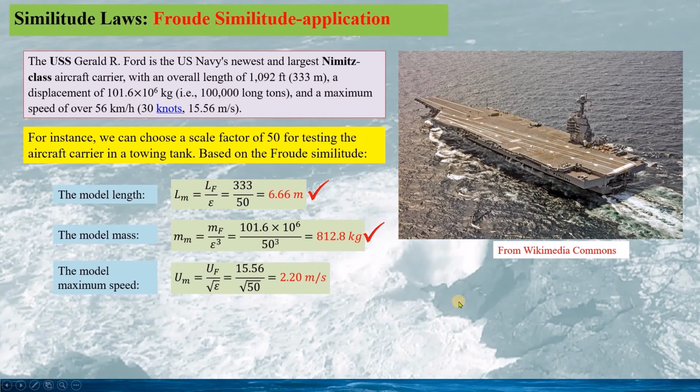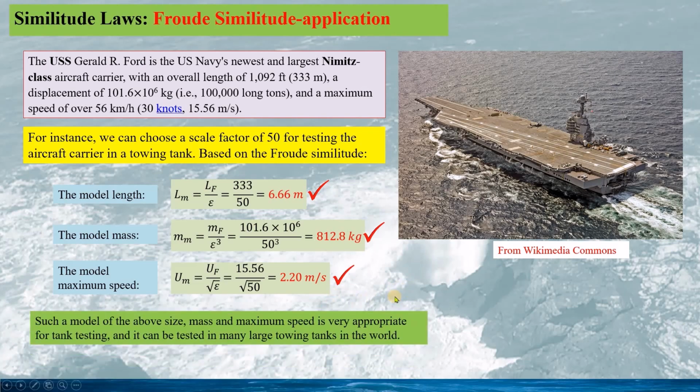And the model maximum speed is calculated in this formula. It is 2.2 meters per second. And this is very good for tank testing. So for such a model, the size, mass, and maximum speed are all very suitable for tank testing. And in fact, it can be tested in many towing tanks in the world.